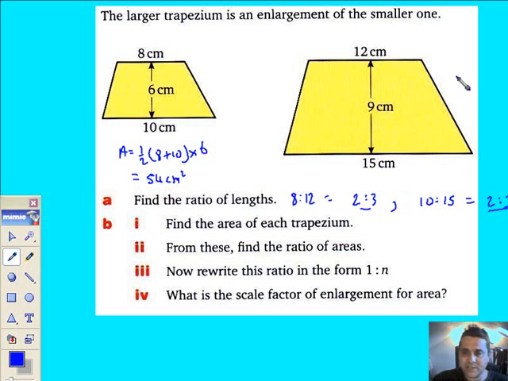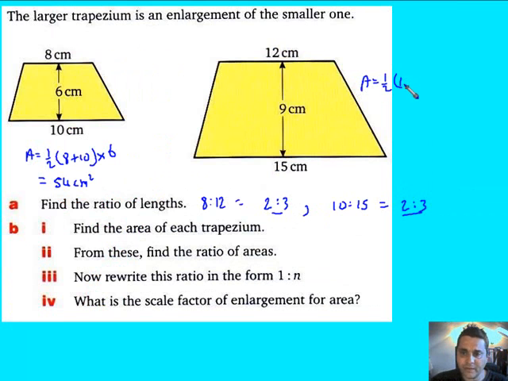So that's 54 centimetres squared. And this one's going to be, just do it up here, area equals a half of, there's the A, there's the B, and there's my height. Just do that now. 12 plus 15 is going to be 27. Multiply that by 9, and then divide that by 2. That gives us 121.5 centimetres squared. So there's my large area, there's my small area.